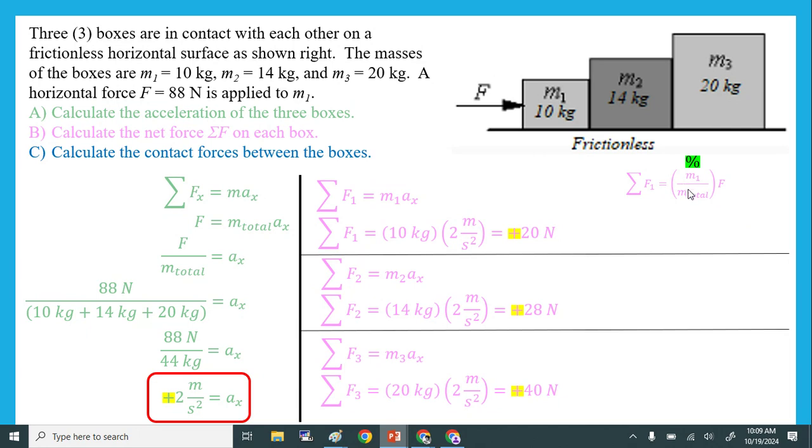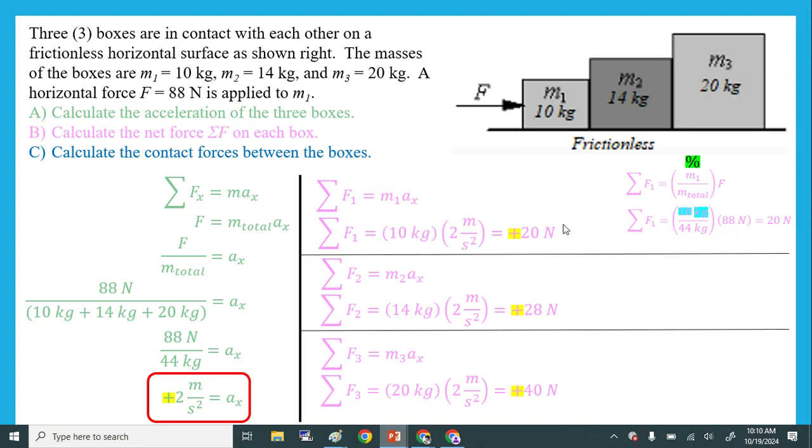I would do M1 over M total because it's going to absorb a certain amount of the force that's being applied. So it has to be distributed proportionally to each of these boxes in the diagram. So if you plug in M1, which is 10, divided by 44, which is the total mass, and you multiply that by the net force being applied in the system, which in this case is only one force pointing to the right, 88. If you do that on your calculator, you get 20.